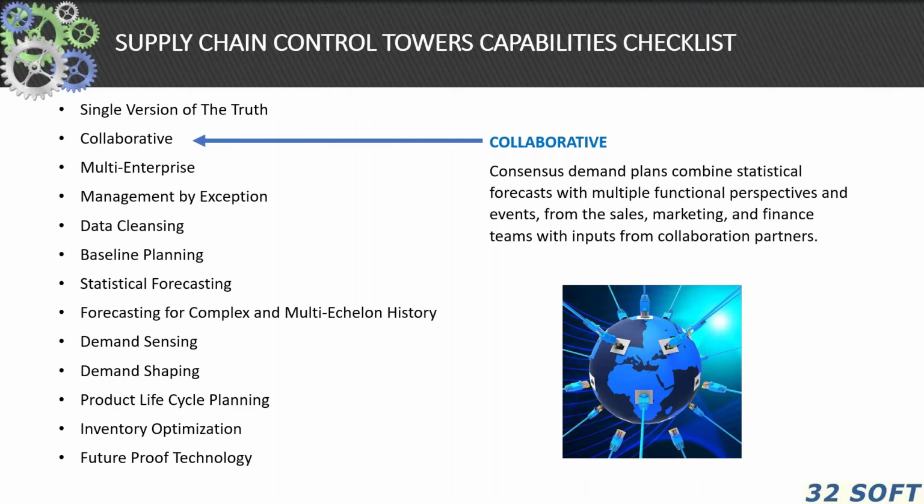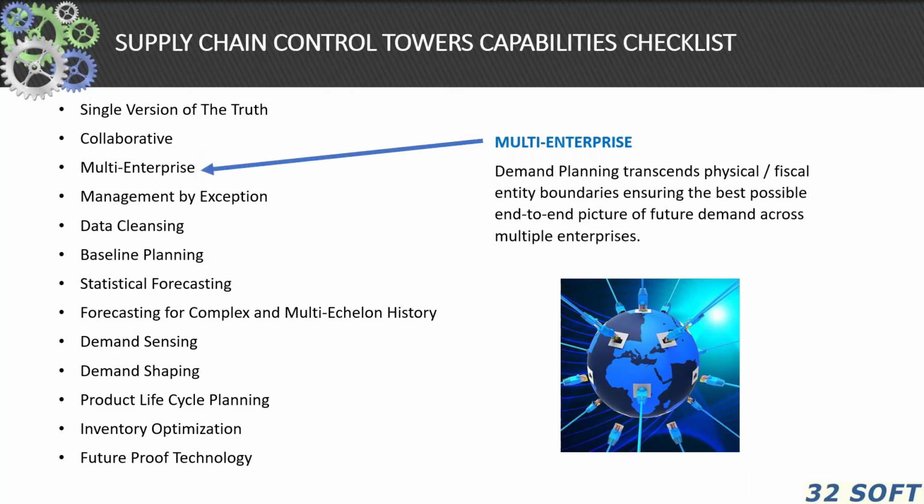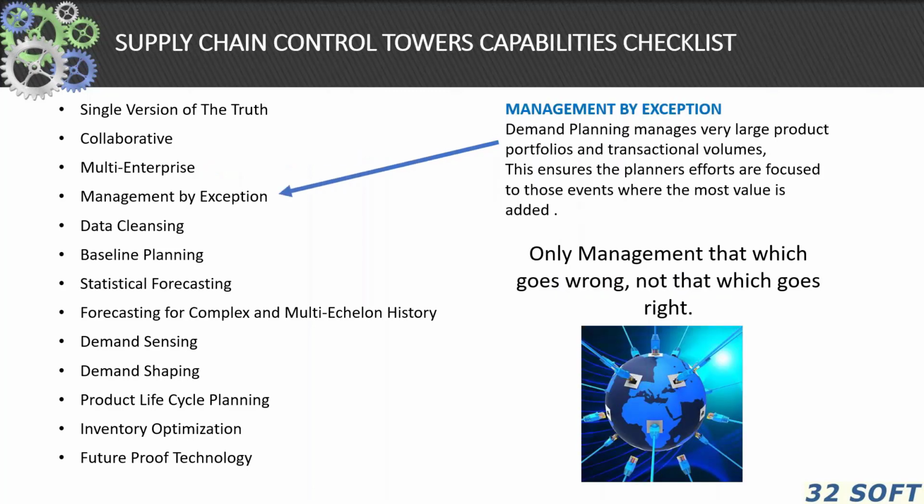Consensus: the demand plans that combine forecast with multiple functional perspectives from events and input from sales, marketing, finance teams, and other collaboration partners. Demand planning transcends the physical entity boundaries of the organization, ensuring that the best possible end-to-end picture of future demand and supply across multiple enterprises.